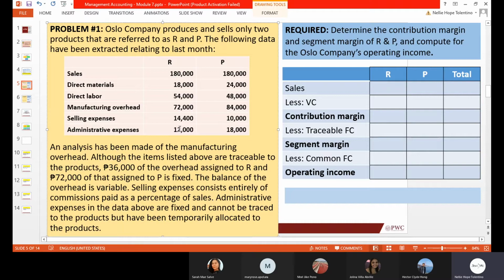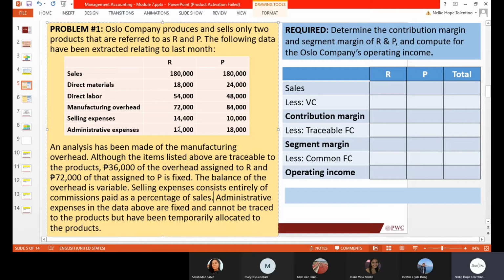Sige nga. Do you know how to compute for that? If the selling expenses is a percentage of sales, how many percent of sales is the selling expenses of R? Yung product R lang muna. Can you compute for that? You have calculators with you.